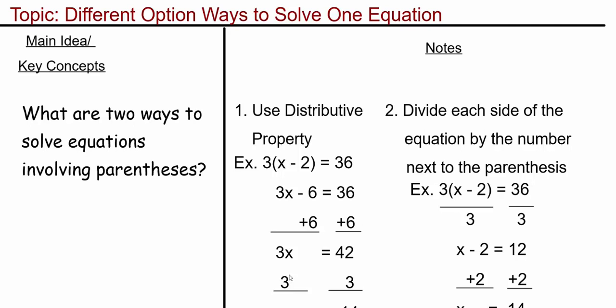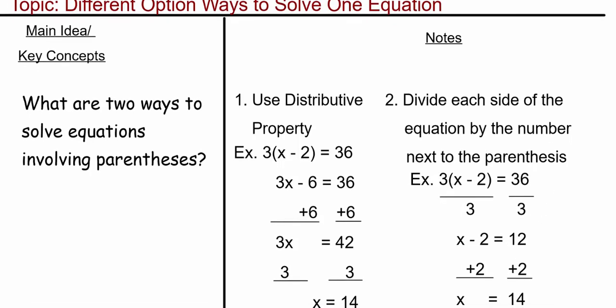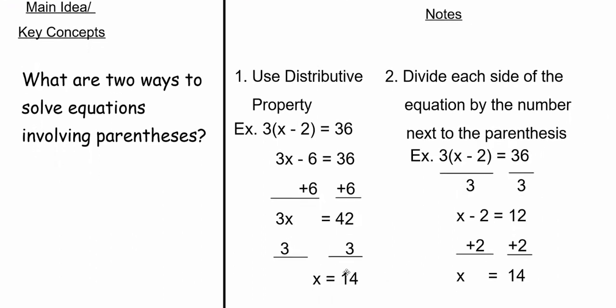The other way to start out is to divide each side of the equation by the number next to the parentheses. So whatever number you're multiplying by here, that's the number you divide. So if we have 3 groups of x minus 2, if we divide that by 3, and what we do to one side we do to the other side, we just end up with what's inside the parentheses. x minus 2, and then 36 divided by 3 is 12. And then we continue to solve using inverse operations, but you can see we come up with the same answer.